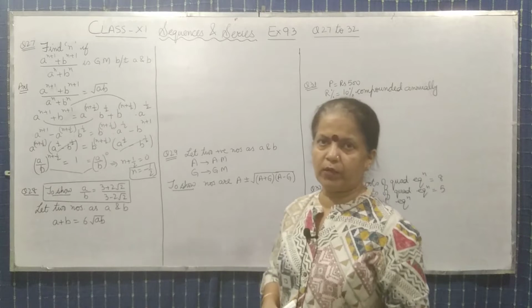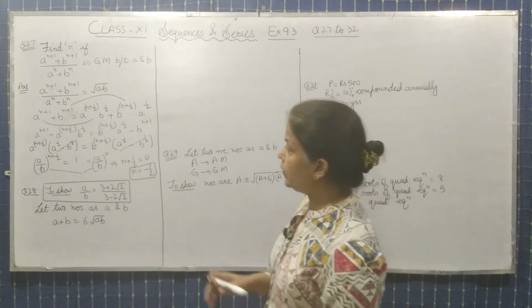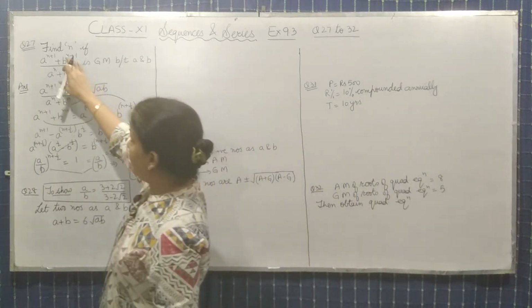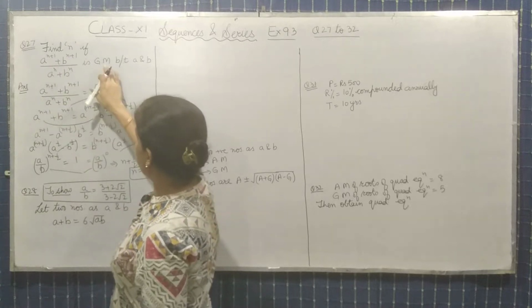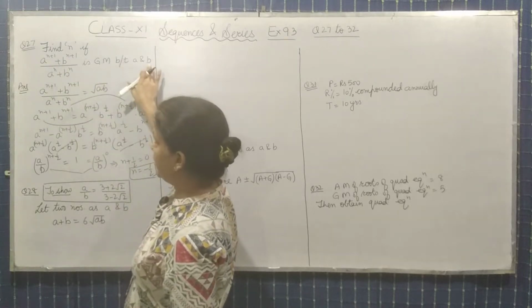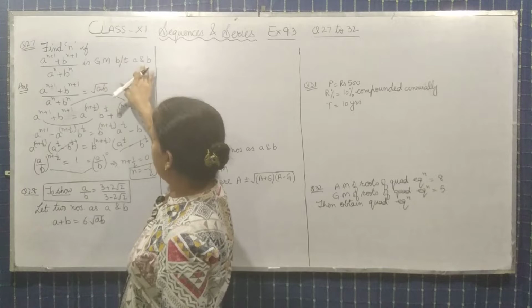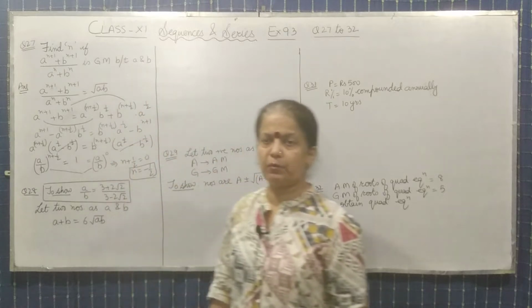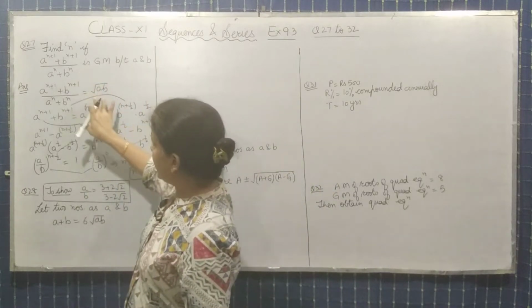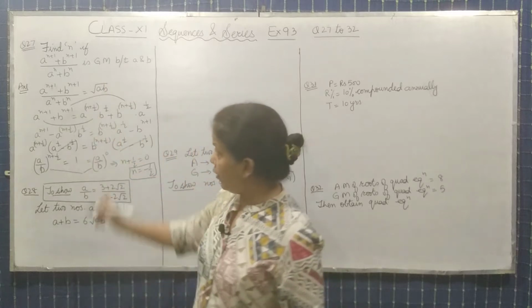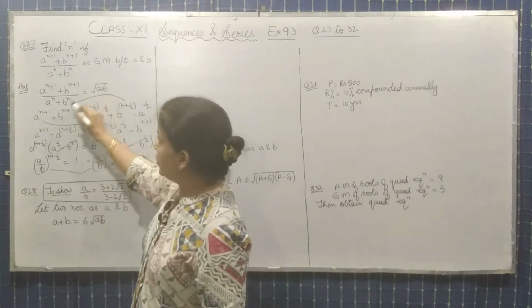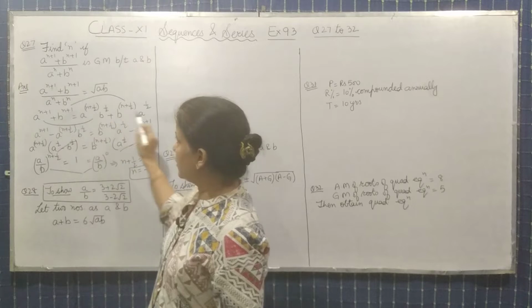Now we will take 27th question. In 27th question, find the value of n if this is the geometric mean between A and B. So since it is geometric mean between A and B, we can write this as root AB. Now multiply the terms, cross multiply, you will get this.